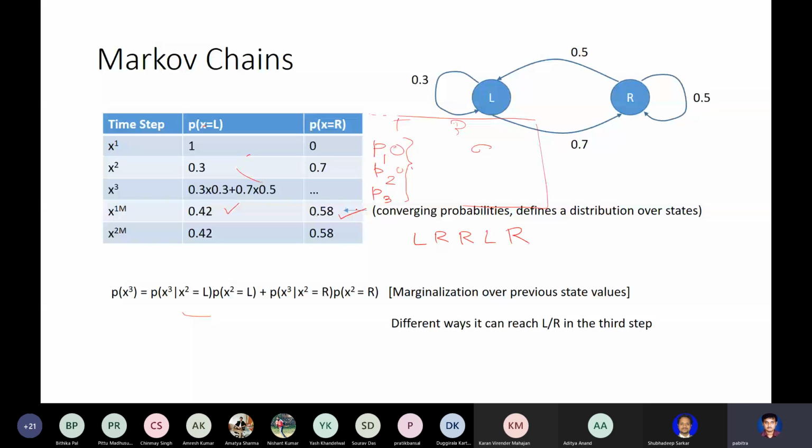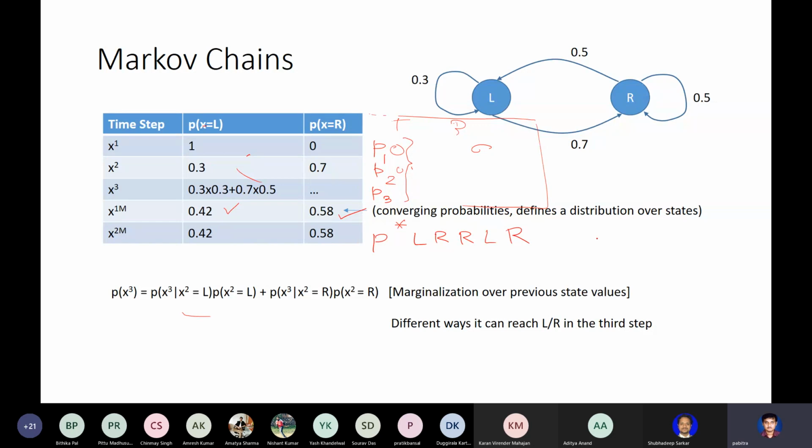So 0.42, 0.58, in fact, that's the convergence value for this. If you work it out, they would stay the same. They would not change. So after you say 1 million times, if you simulate, the value becomes 0.42, 0.58. If you look at it after 2 million times, it is still 0.42, 0.58. So this is said to be a converging distribution.